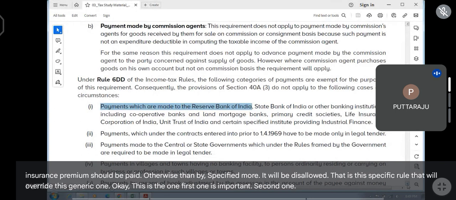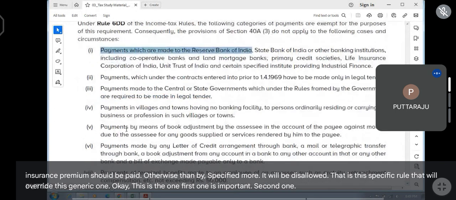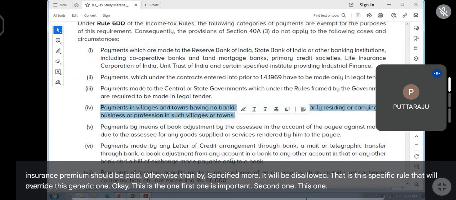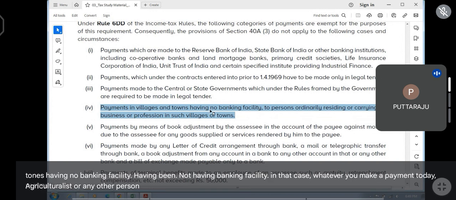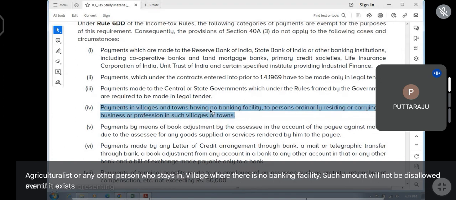Second one, this one, payment in villages and towns having no banking facility. In that case, whatever payment you make to an agriculturalist or any other person who stays in a village where there is no banking facility, such amount will not be disallowed even if it exceeds 10,000.